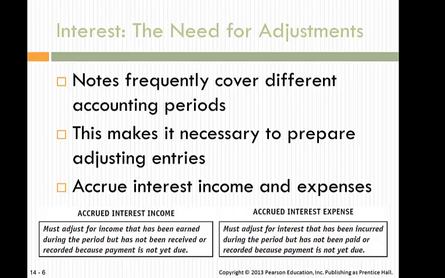So let's look at the bottom here, accrued interest income. You must adjust for income that has been earned during the period but has not yet been received or recorded because payment is not yet due. And then we have accrued interest expense. We must adjust for interest that has been incurred during the period but has not been paid or recorded because its payment is not yet due.